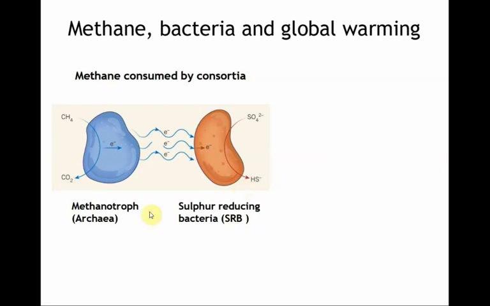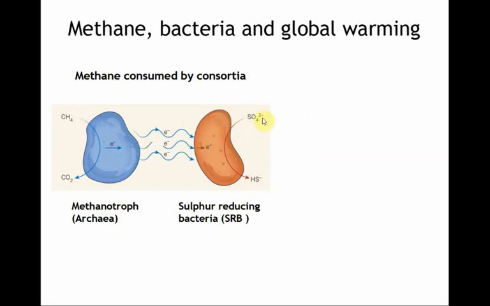So, for example, methanotrophs can live with sulfur-reducing bacteria, and the sulfur-reducing bacteria have the ability to transfer the electrons produced by the methanotroph onto sulfate.